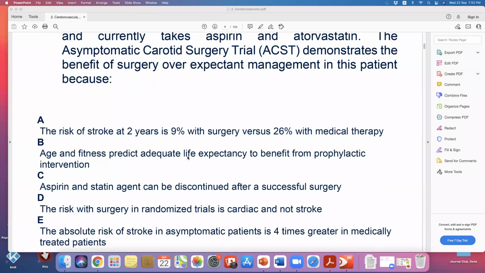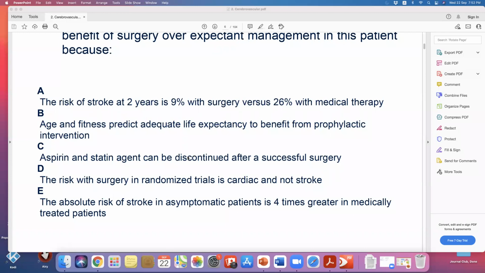Aspirin and statin agent can be discontinued after successful surgery. No. Aspirin and statin after surgery? No, so this is wrong. Even if we do a surgery, we always give the patient aspirin and statins. The reason is these patients don't die from stroke. They mainly die from cardiovascular events, so you want to give this to prevent cardiovascular events.